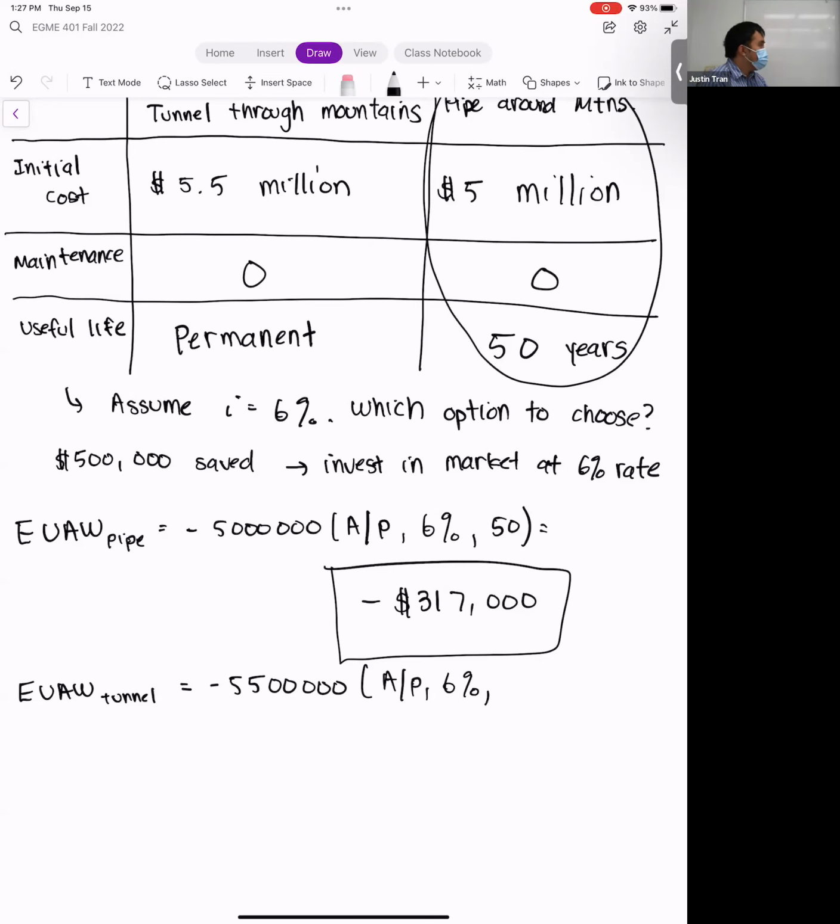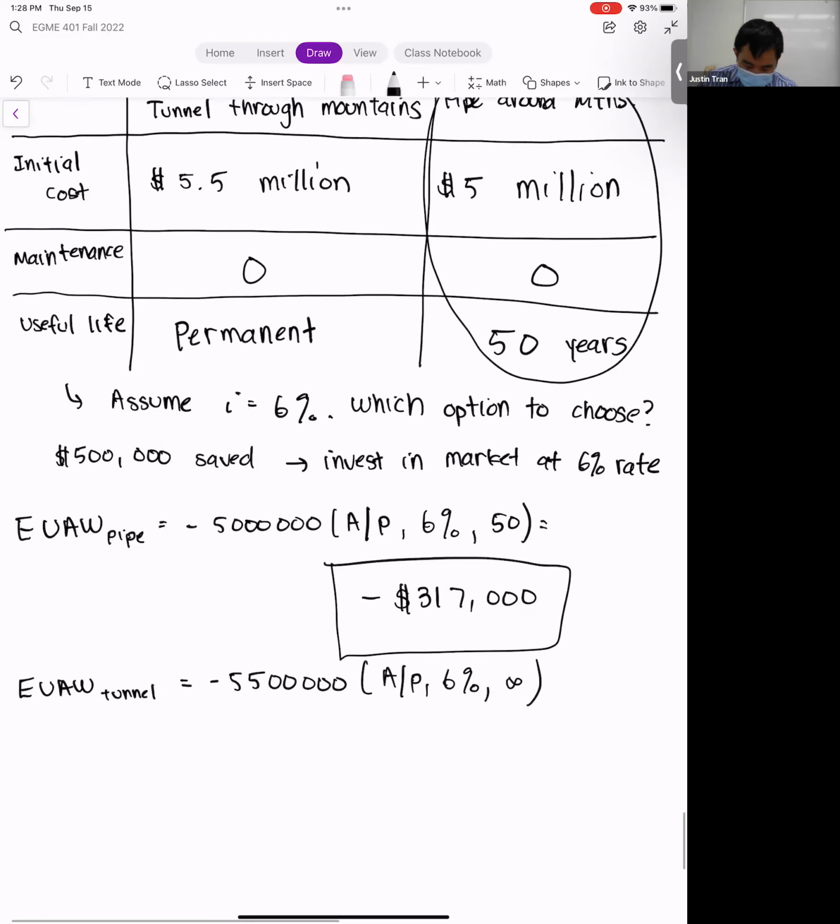Okay, we want to take that initial cost and we want to convert it to a uniform series. Our interest rate is 6%. And our end value here is infinity, because we're assuming, for all intents and purposes, that this tunnel is going to be permanent. And so we're basically spreading that cost over an infinite amount of time.